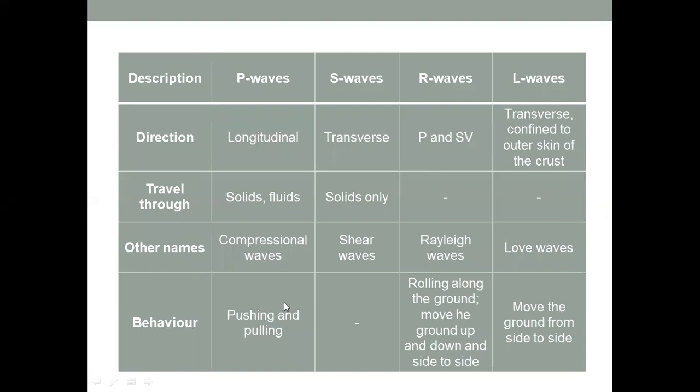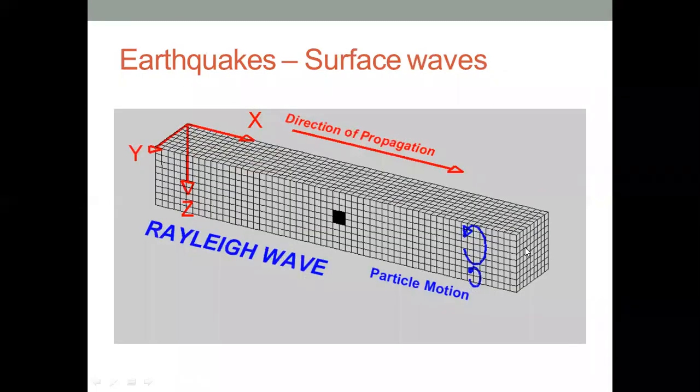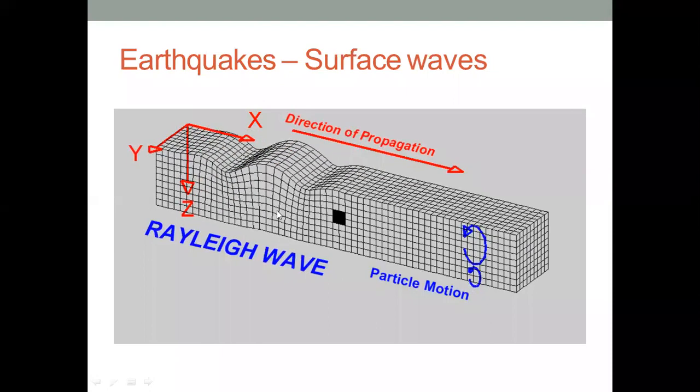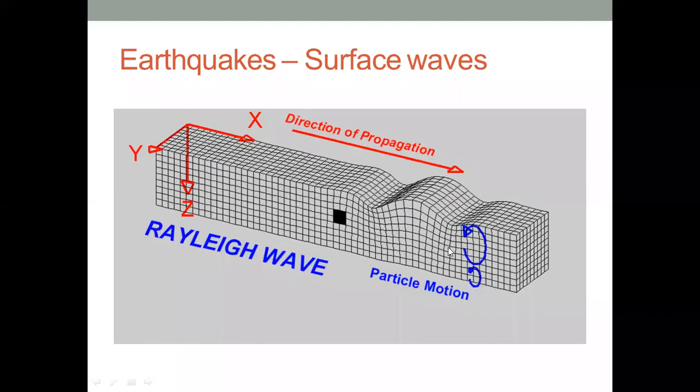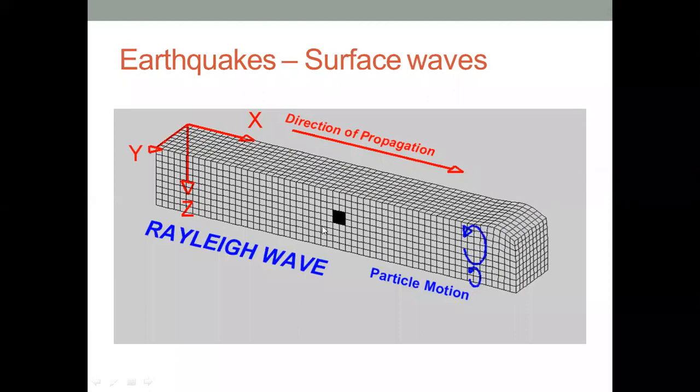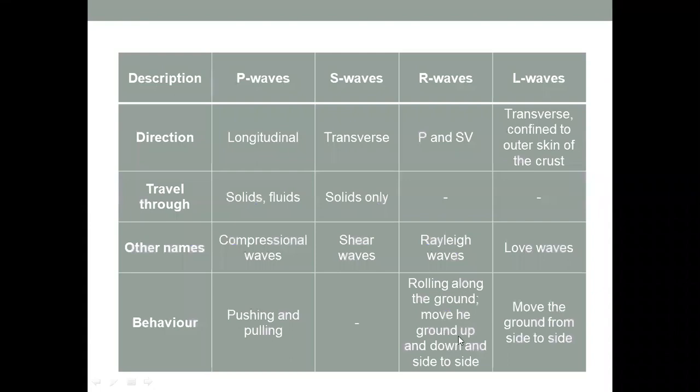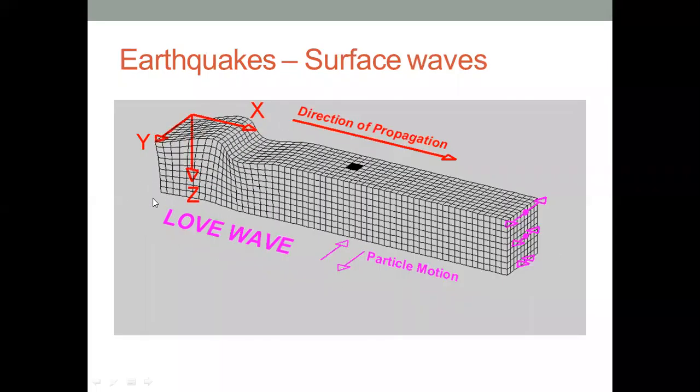The behavior of P waves is pushing and pulling of the particles. And R waves roll around the ground; they will move the ground up and down and side to side. So you see in this animation, the Rayleigh waves roll around and move up and down, and at the same time pushing and pulling of the particles also happens. And here, only side to side, it will move the ground.